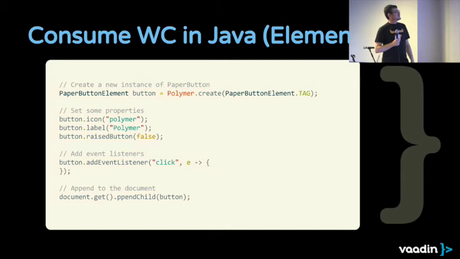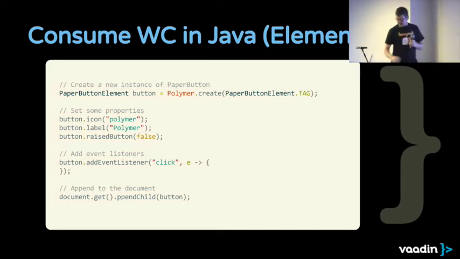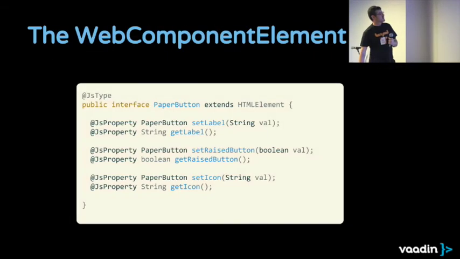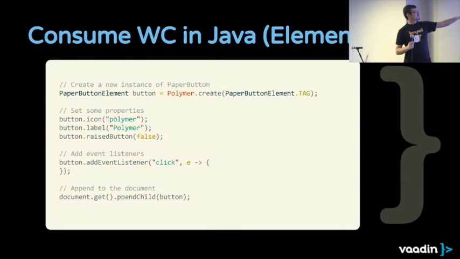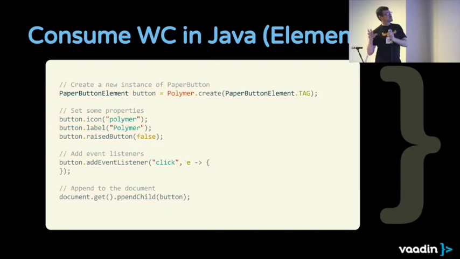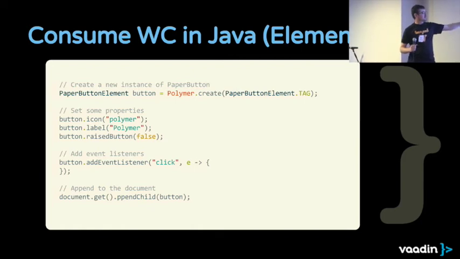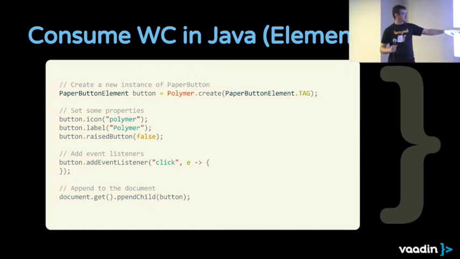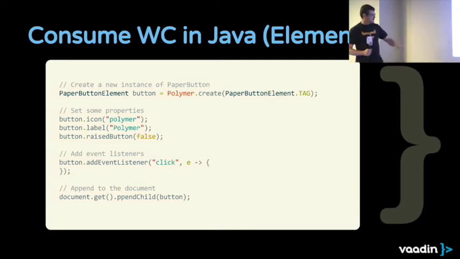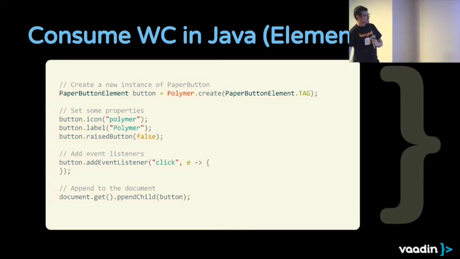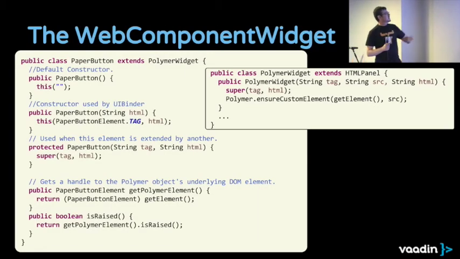And also, this is the way we consume the last interface. We have this interface, PaperButton. What we do is Polymer.createPaperButtonElement. In the next specification of Polymer, you can create a new class, yes, new class, if you use native annotations. And then you use all the public methods in the component. You can add event listeners, and you can append the child to your document or whatever you have in the DOM. And also you can wrap this element with a widget.